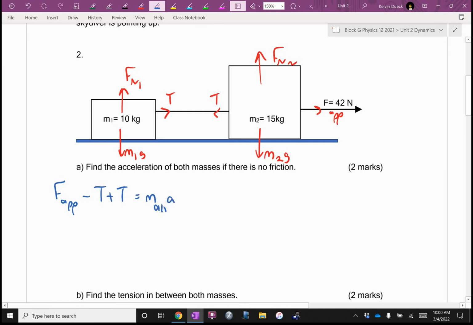Mr. Dewick, how come M1G and M2G didn't show up in my equation? Because I'm writing the forces along the rope, and they're not along the rope. Direction matters this year. We have to be very, very careful.